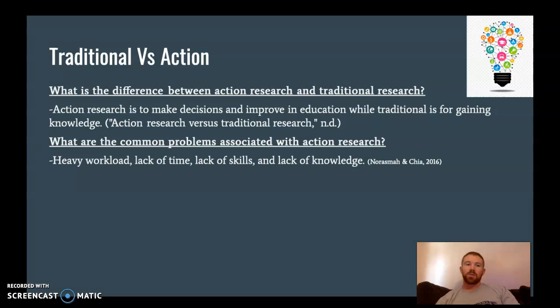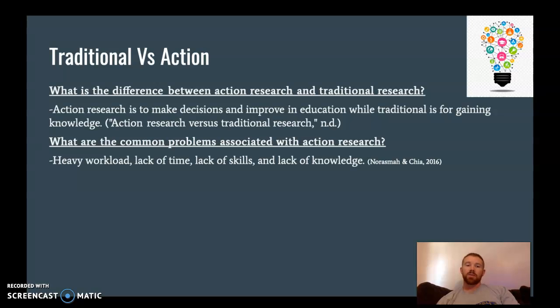So what is the difference between action research and traditional research? Action research is to make decisions and improve in education, while traditional is for gaining knowledge. So for traditional, you may not actually be looking to implement anything, which you could, but the reason why action research has that word action is because you're actually performing it and doing this to improve your teaching.